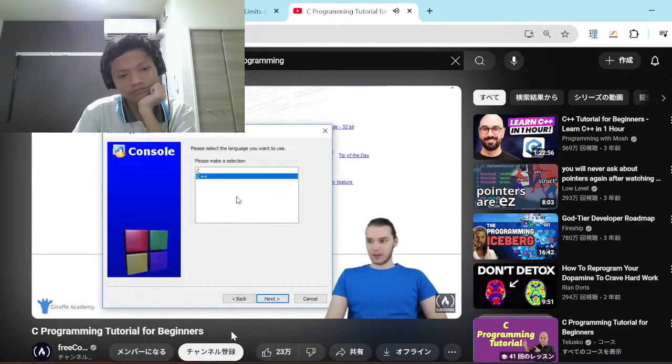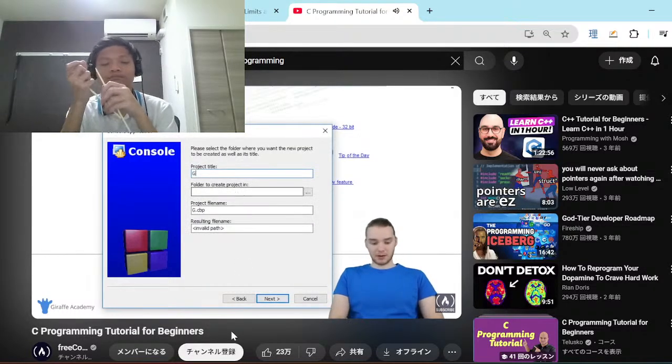And I'm just going to click through this wizard, and you'll see over here it says C++ or C. Now, C and C++ are both different programming languages. For this course, we're going to be working with C, so just highlight C and click next. And we're going to give this a title. I'm just going to call mine draft.